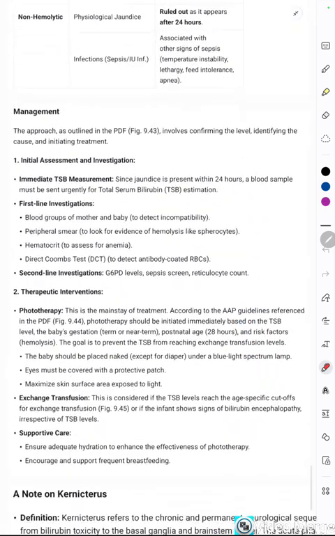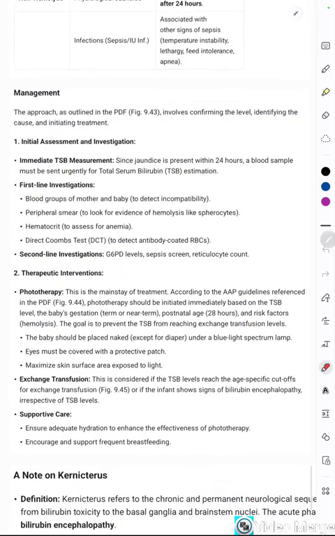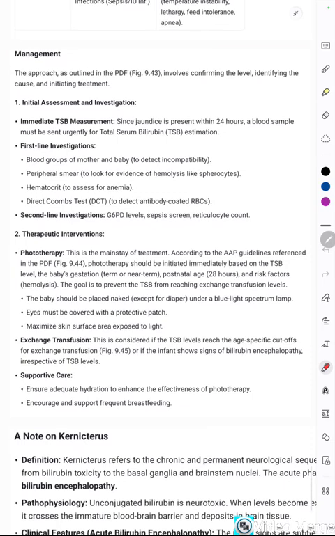The management of this baby will be immediate total serum bilirubin assessment. First line investigations will be the blood group for ABO isoimmunization and RH isoimmunization. Direct Coombs test can be done. Peripheral smear to look for hemolytic anemia, that is spherocytes and so on. Then hematocrit for the anemia. Similarly, the second line investigations can be G6PD levels, and sepsis screen if sepsis is suspected.